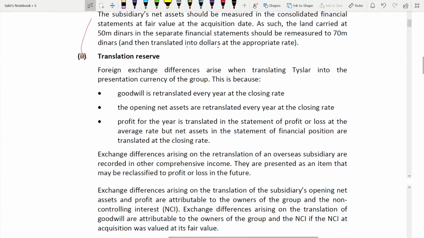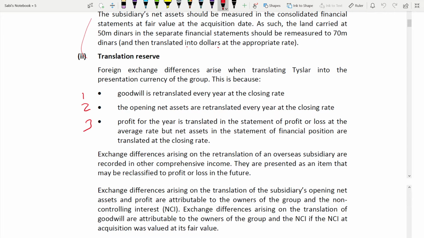So the foreign exchange differences arise, now you are giving the reasons why it arises. The foreign exchange differences arise when translating Tysler into the presentation currency of the group. This is because three things are there. One, two, make sure that you know the three reasons. I would not say memorize it, but understand it, because once you understand it, it will automatically be memorized.